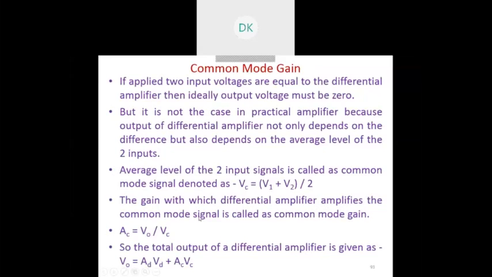Common mode gain. Under common mode configuration, we are applying two input voltages which are equal to the differential amplifier. Ideally, output voltage must be 0, but the output of a differential amplifier not only depends upon the difference, it depends upon the average level of the two inputs. In common mode configuration, common mode signal will come into picture where Vc equals (V1 plus V2) by 2. We know that Vd equals V1 minus V2. So common mode gain equals V0 by Vc. The total output will be AdVd plus AcVc.